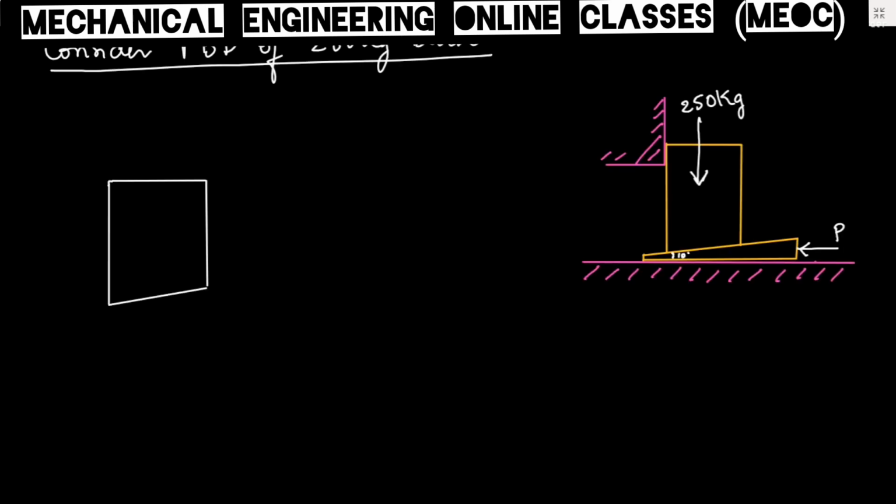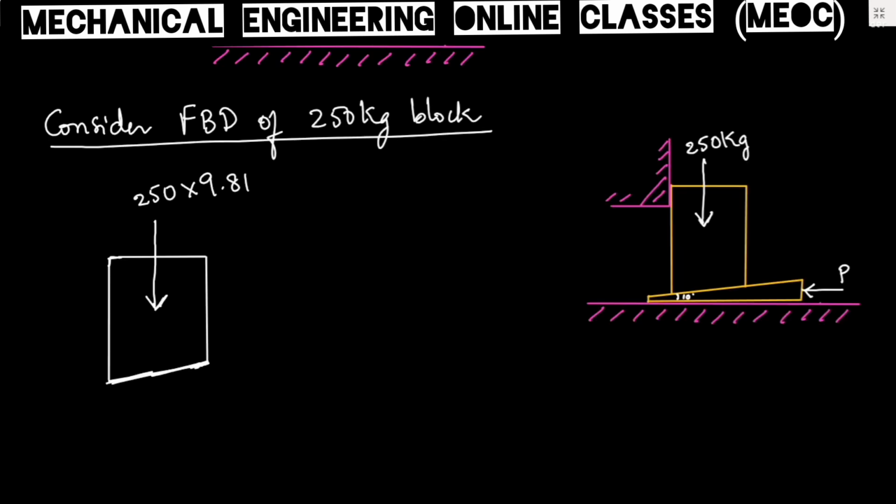So let us take down all the forces that must be acting on this. The weight force will be acting vertically down. This is 250 kilogram, the mass is given. I am converting it into newtons, so this is 250 into 9.81. The units will be newtons.